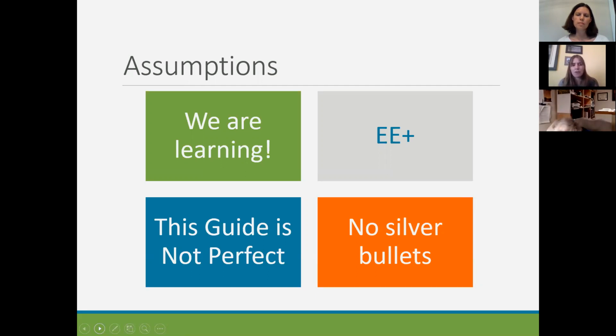I also just want to note that we use the term environmental education throughout the guide, but I really think that the tools are probably applicable to a lot of overlapping initiatives and sectors, and whether you identify as environmental education or place-based education or sustainability education, I think a lot of this will be useful across those different fields. So definitely think about this as EE+.